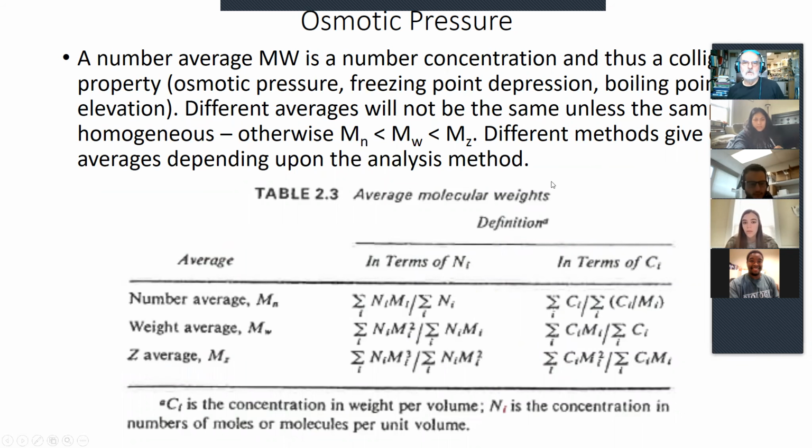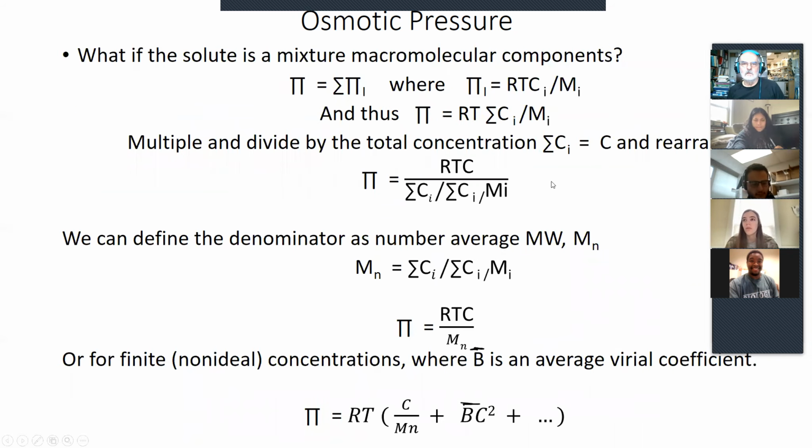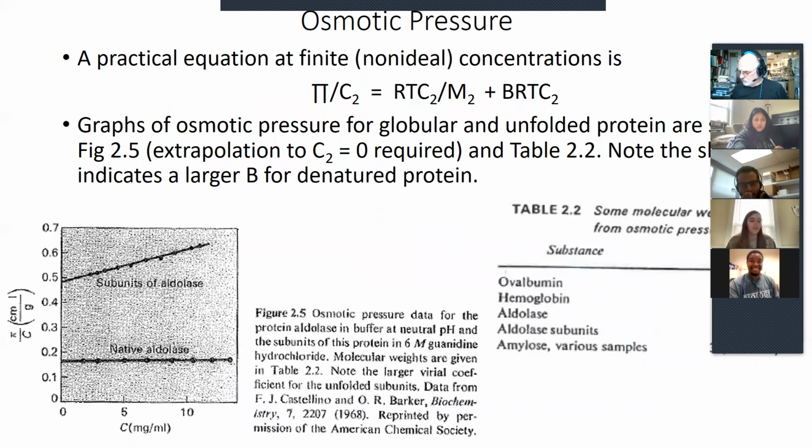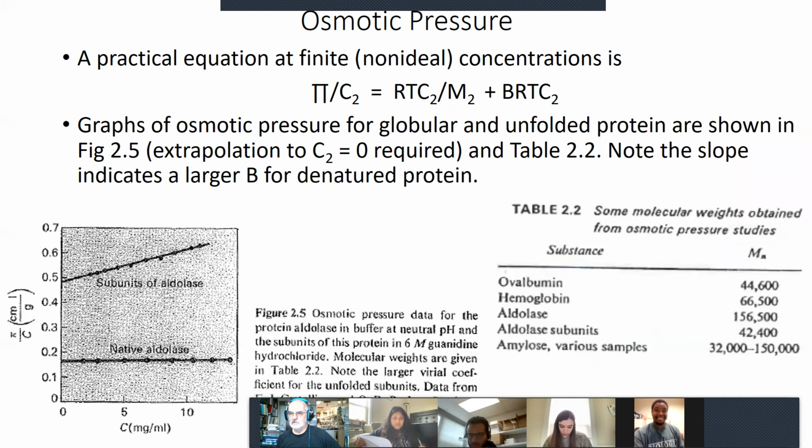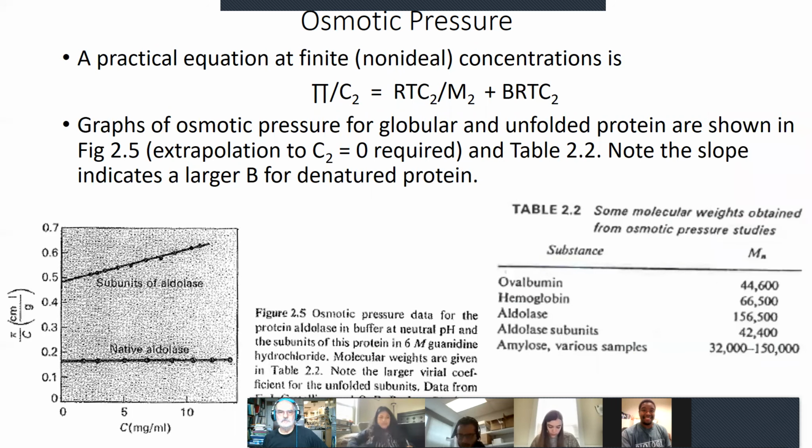So I think we were maybe here talking about osmotic pressure, and this was the form of the equation showing that osmotic pressure is a way of getting molecular weight. And for real solutions, there's a non-ideality expressed as a virial coefficient times these parameters, RTC2. Okay, and let's move this back down here so it's not in your way.